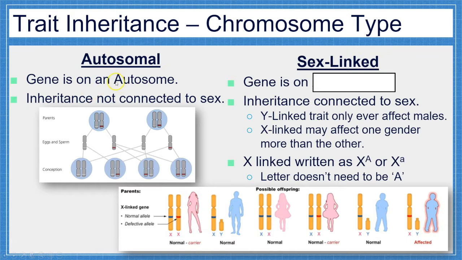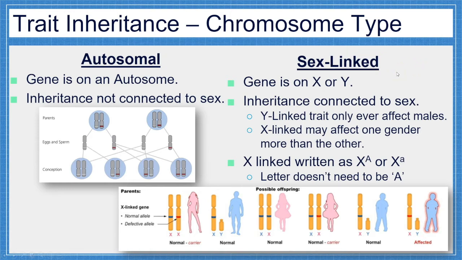So with autosomal inheritance, it's not a case of guys get it more than girls or the other way around. That won't happen because it's just on an autosome. It's not connected to sex in any way. On the other hand, if you are looking at a gene that is on either the X or the Y, we call it sex-linked. Sometimes you can get more specific and say X-linked or Y-linked if you know which chromosome it's on and you want to be specific like that.